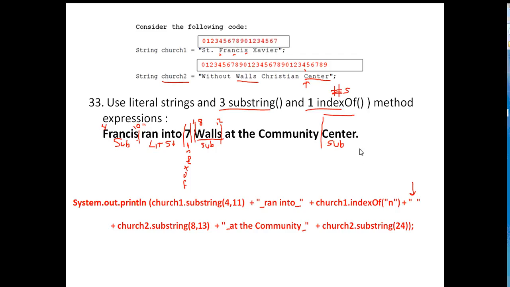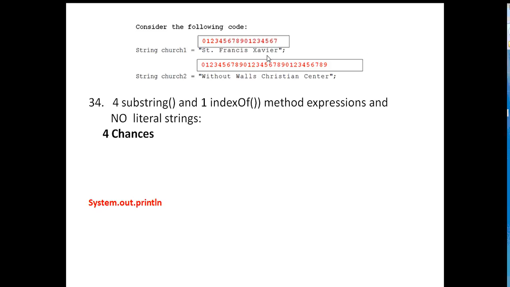Now, I did leave out this period. So that was bad. You could do a literal string that has the period in between the quotation marks. Alright, so that's 33. And then the last one is 4 substrings is what the directions should have said. 4 substrings and 1 index of. And no literal strings is the key operative word here.